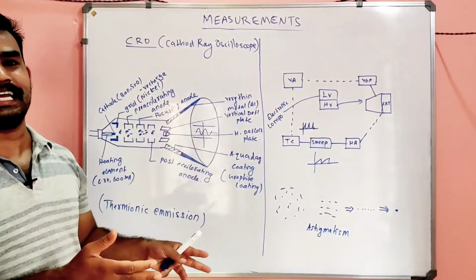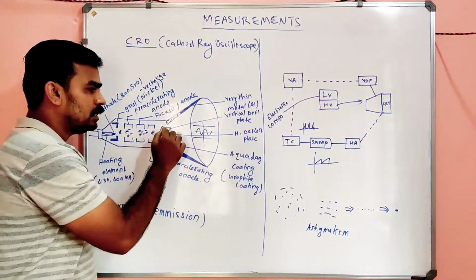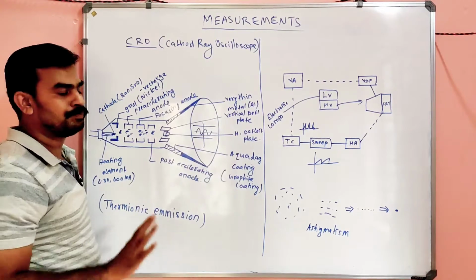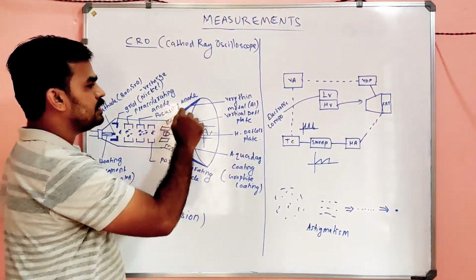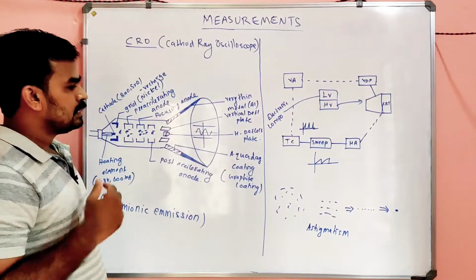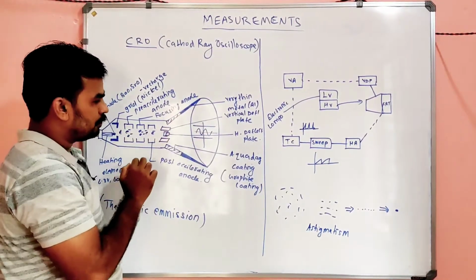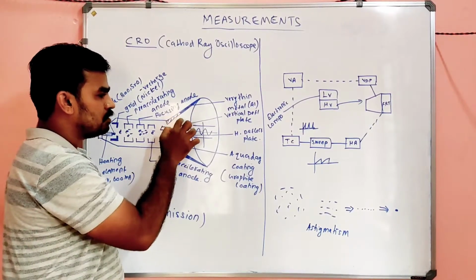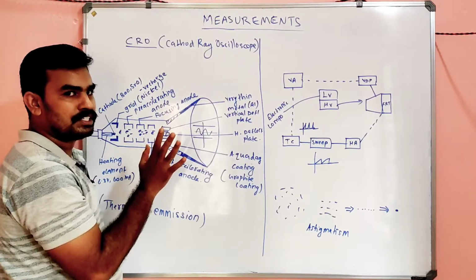Now see the phosphorus light here. If you touch there, it will glow, so that glow will be there on the screen. You may have a doubt about what these are, and I will tell you. During the movement of the electron, some electrons may hit here also, because this is the vertical deflection plate and this is the horizontal deflection plate.